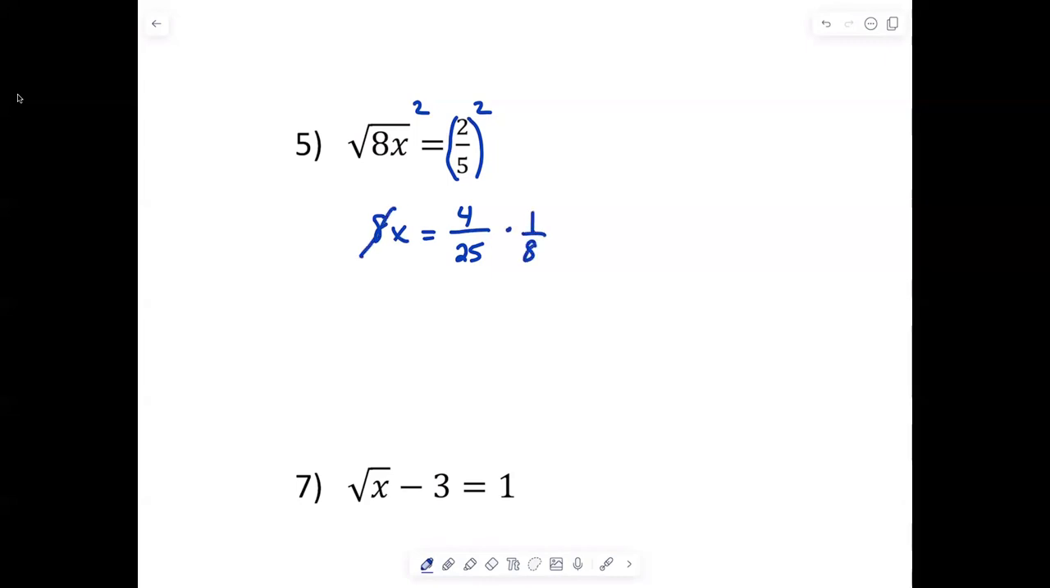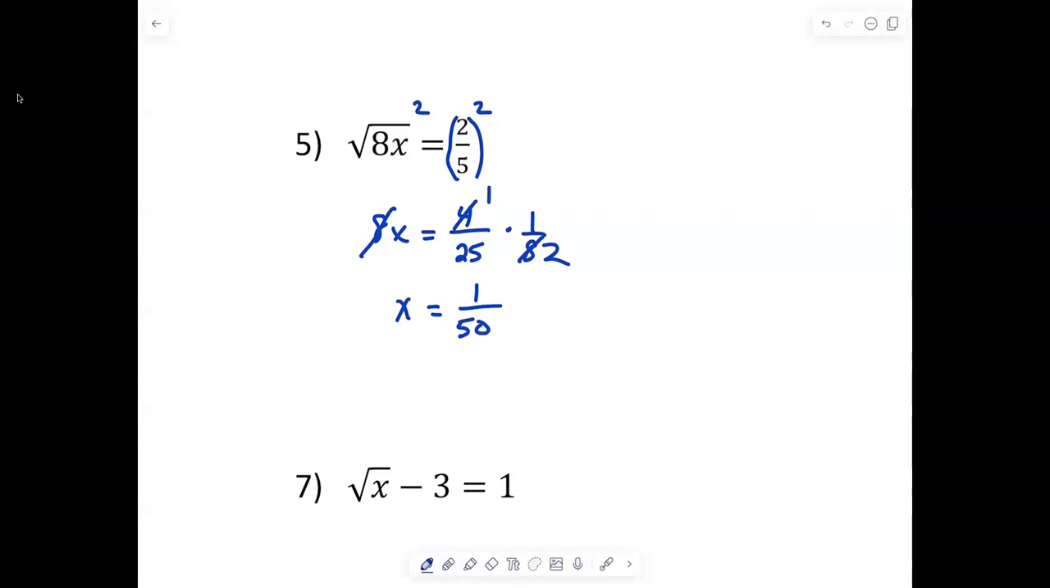Now, the reason why I say that is because I don't really need a calculator for that. All right. 4/8 can be 1 and 2. So I know x must have been 1/50th. All right, 1/50th. All right, anybody have any questions?